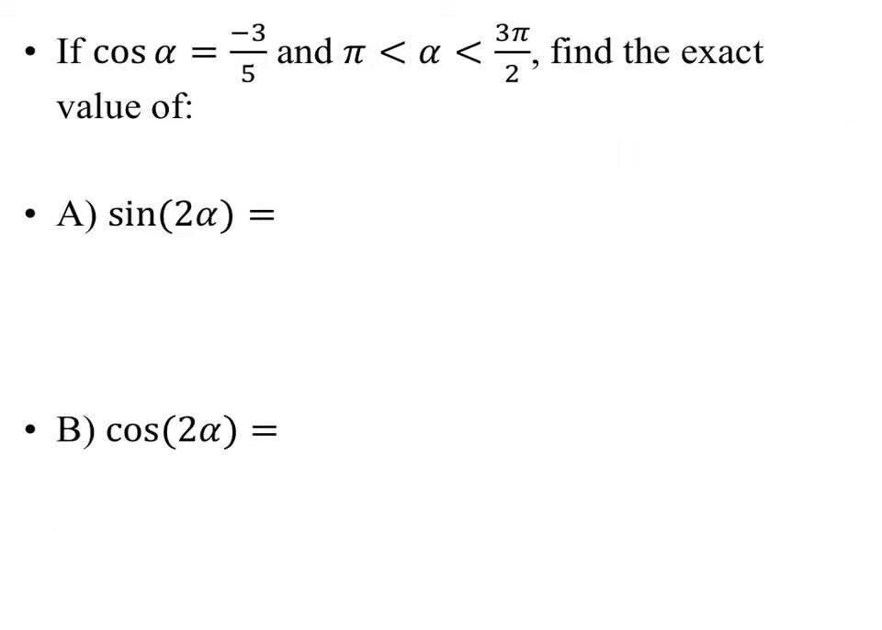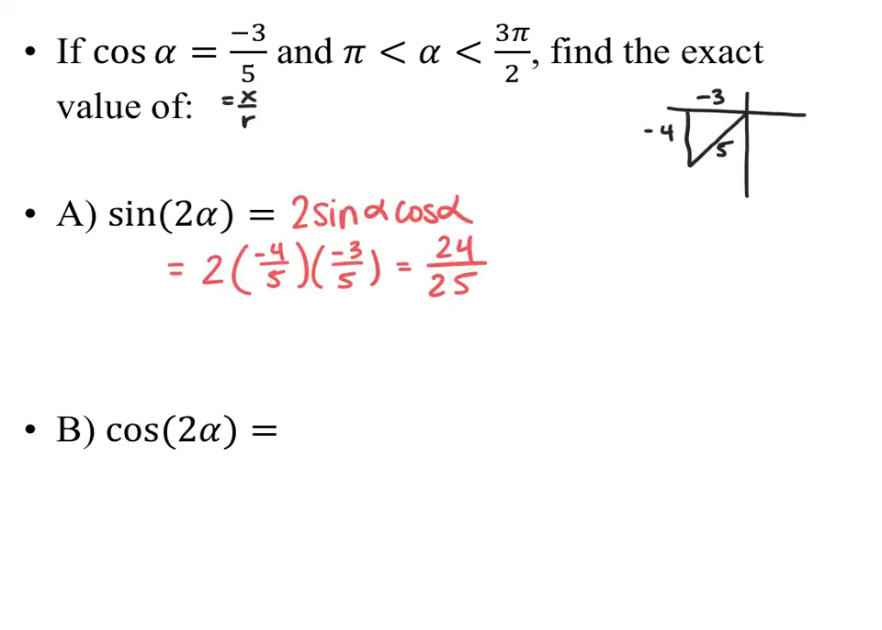In this example, we're given that cosine of alpha is equal to negative 3 over 5, and alpha is between pi and 3 pi over 2. And we want to find the exact value of sine of 2 alpha and cosine of 2 alpha. This is very similar to all the ones that we've done before, except for now we're going to apply the sine and cosine double angle formulas. So go ahead and pause the video and find sine of 2 alpha and cosine of 2 alpha.